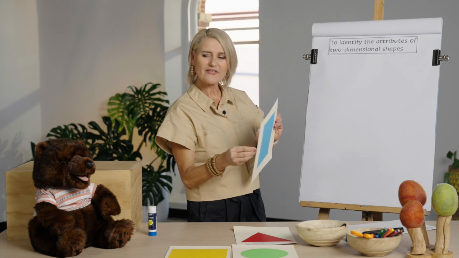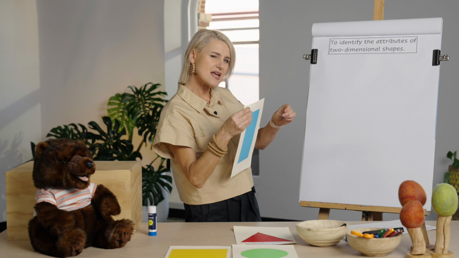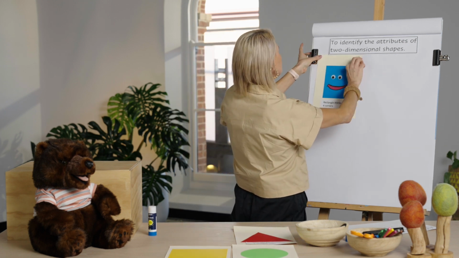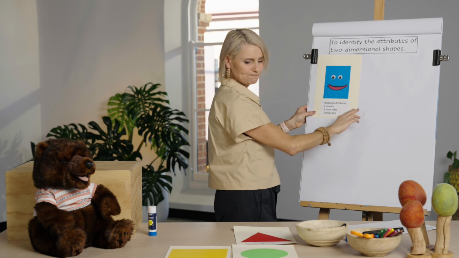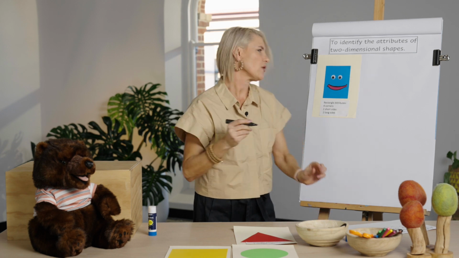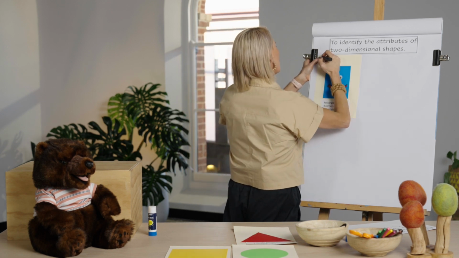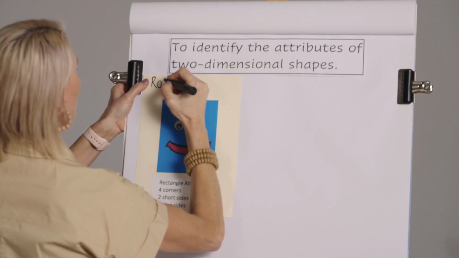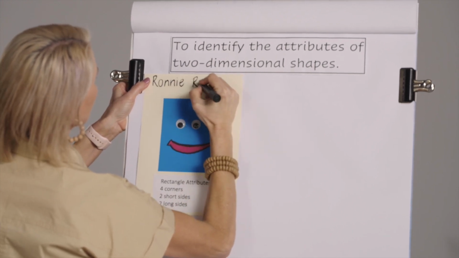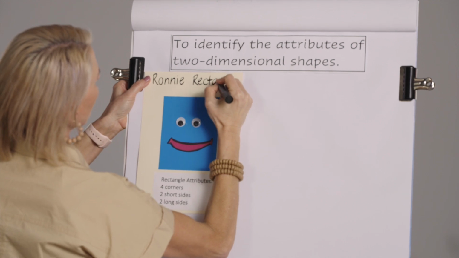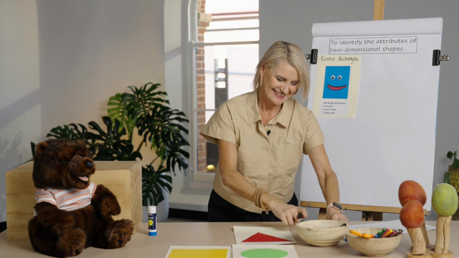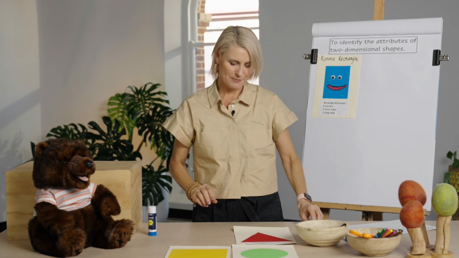And I've got to think of a name. Can you think of a funny name for our rectangle? We're going to call our rectangle, I'll get my texter. I think I'm going to call our rectangle Ronnie rectangle. Hi, Ronnie. Awesome.